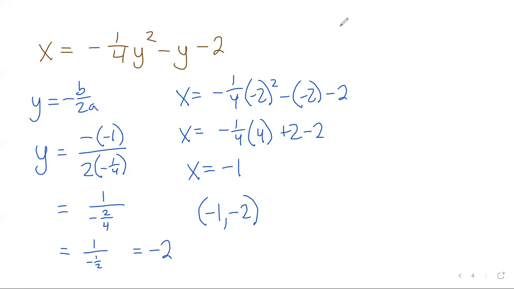And now's a good time to make a quick sketch of it. So we'll go x is -1, y is -2. That's the vertex. Remember, this is horizontal because it's x equals y squared, and it opens to the left because it's negative. So it's going to look something like that, which means that the focus is going to be a little bit to the left of the vertex, and the directrix is going to be a vertical line a little bit right of the vertex.